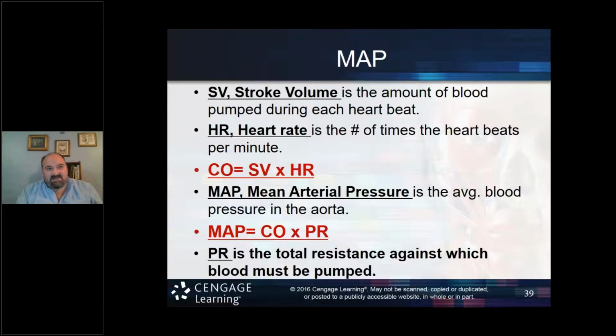So the left side of the heart pushing into the aorta is going to meet much more resistance than the right side pushing into the pulmonary trunk and the pulmonary arteries. Less resistance, less pressure. So the right side of the heart is a lesser pressure system than the left side of the heart.